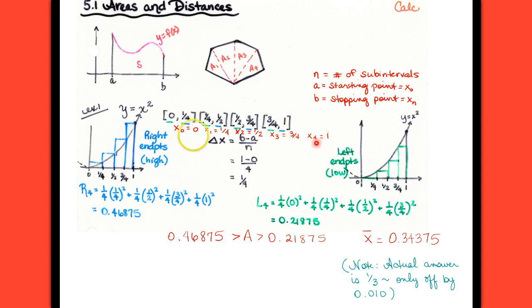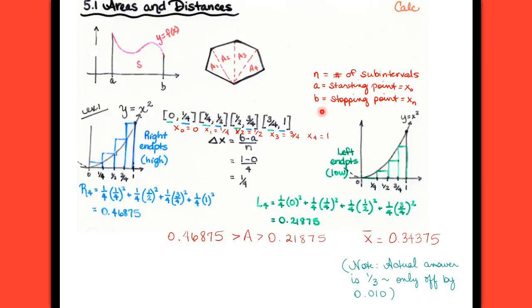So there actually end up being 1, 2, 3, 4, 5 values that we're using for our 4 subintervals. That's why we start labeling with x sub 0. So that by the time we get to x sub n, in this case x sub 4, we will be at our stopping point of B. Okay? So just some terminology there that we're going to utilize.